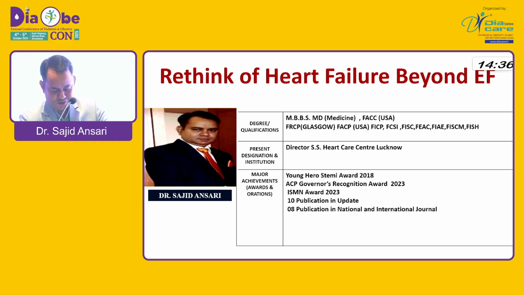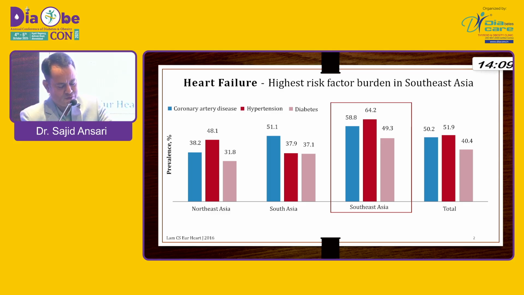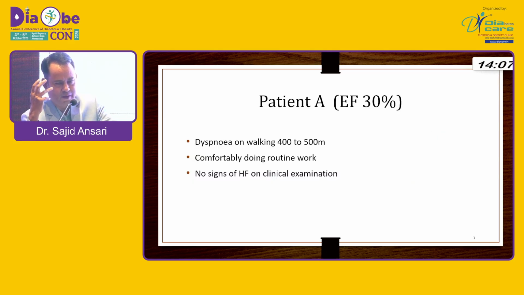Friends, the topic allotted to me is a very common one: rethinking heart failure beyond ejection fraction. We know all the classification of heart failure depends on the ejection fraction, either reduced ejection fraction, mid-range, HFpEF, improved, whatever it is. But practically, what difference is more important in our practice? So I am coming with this example to make it more practical.